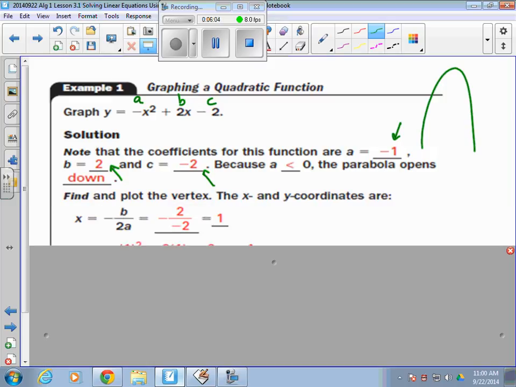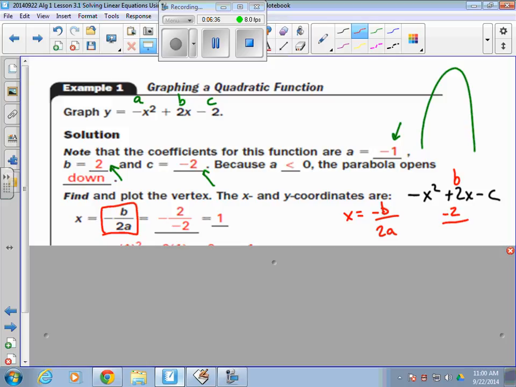Okay. Find and plot the vertex. That's the first thing you want to do. So you want to take this equation, negative x squared plus 2x minus 2, and you want to use this here. The vertex, you find the x by saying x is negative b over 2a. Well, you have to identify what is b first. b's value is positive 2. So what is the negative of positive 2?